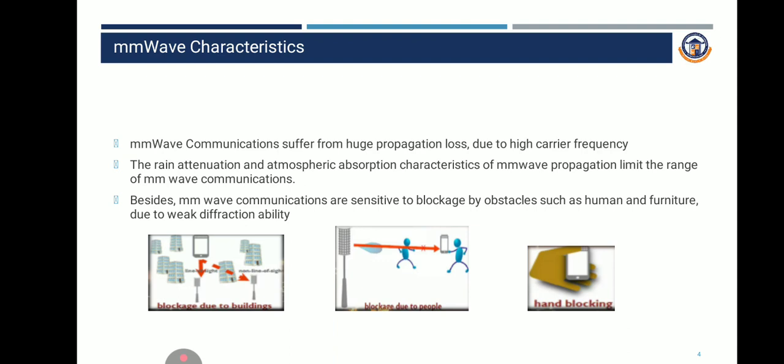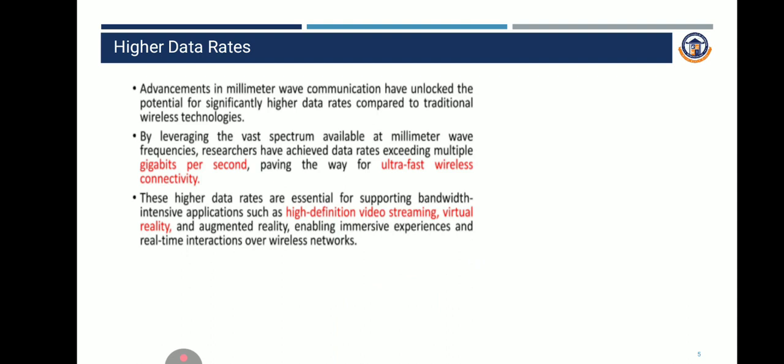Look at the first picture. There is an obstacle for mobile phone communication in the form of buildings. So it is a blockage due to buildings. In the second picture, there is a blockage due to people interference. And in the third image, we have a hand blocking obstacle.